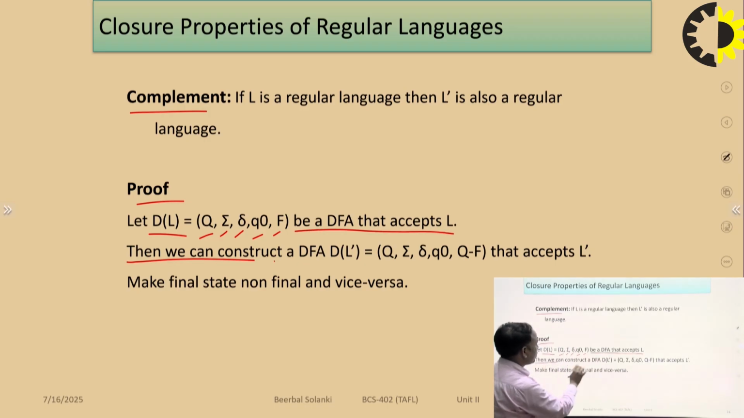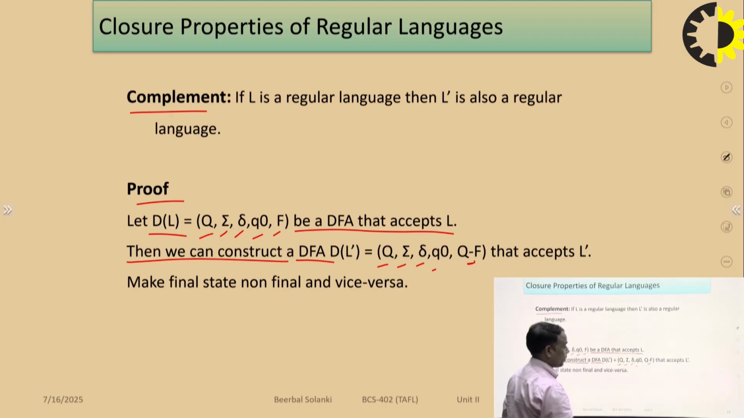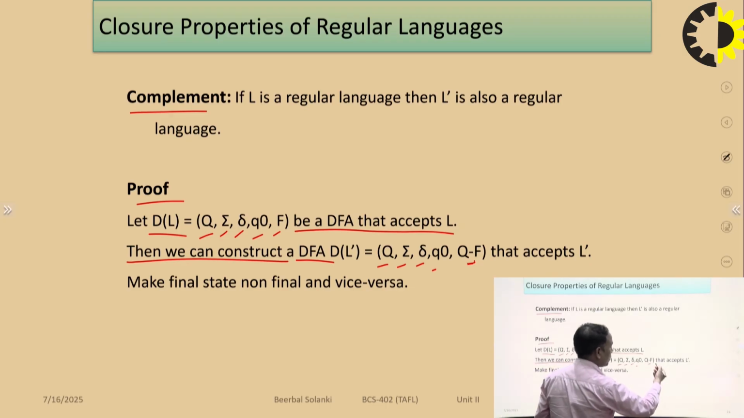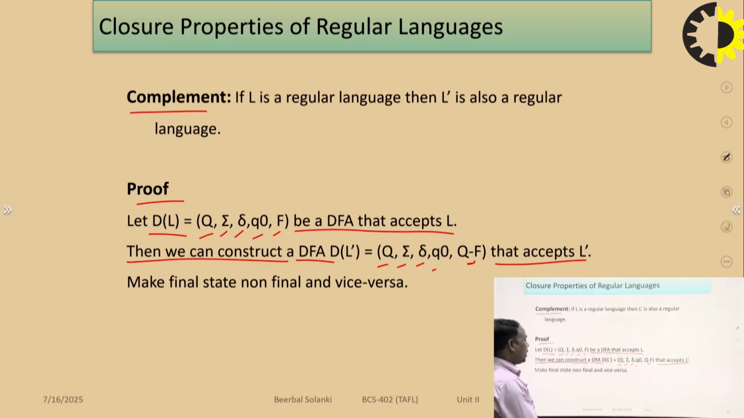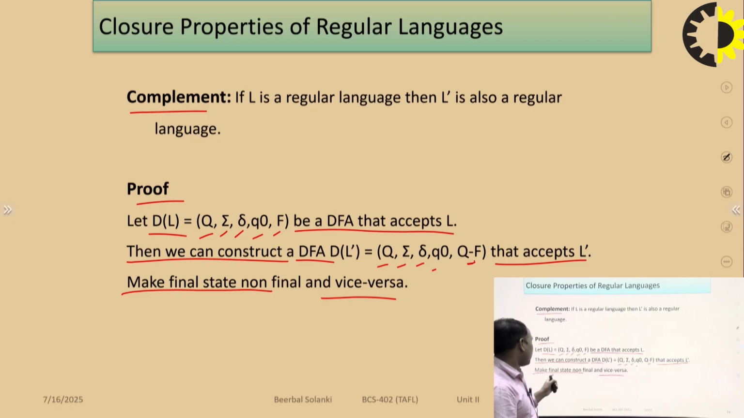Then we can construct the DFA in the form of Q, sigma, delta, Q naught, and the final states. We remove the final states from the set of states, so the remaining states become the final states, right. That accepts L dash: make the final state non final state and vice versa. So this is the complement.